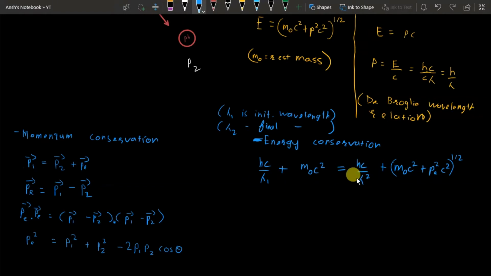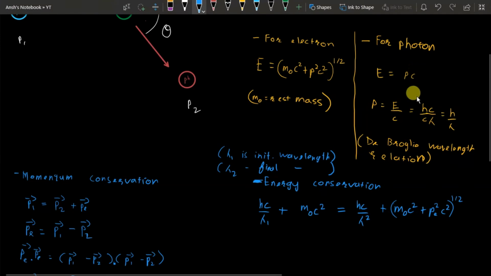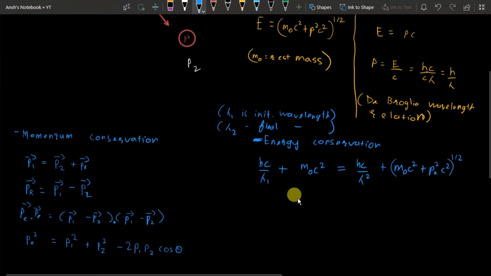Now we want to simplify this equation and get it in a form similar to what we got in the momentum conservation form, and we'll see why we want to do this. So when we write h over lambda 1, we know that p is equal to h over lambda. So we can also write h over lambda 1 as p1, the initial momentum of the photon. So this will become p1c plus m naught c squared. And similarly on the right side, this was supposed to be lambda 2, so we'll get p2c plus m naught c squared plus pe squared c squared raised to 1 by 2.